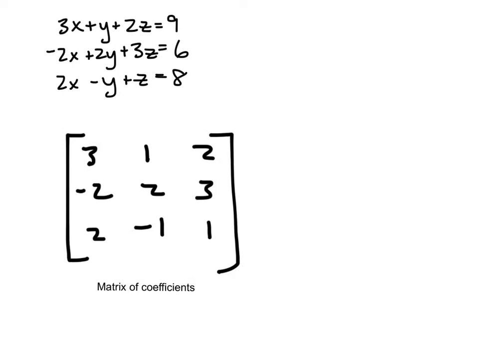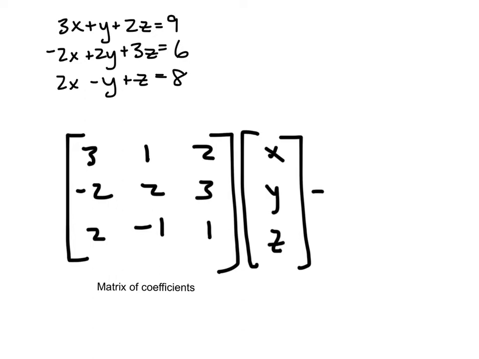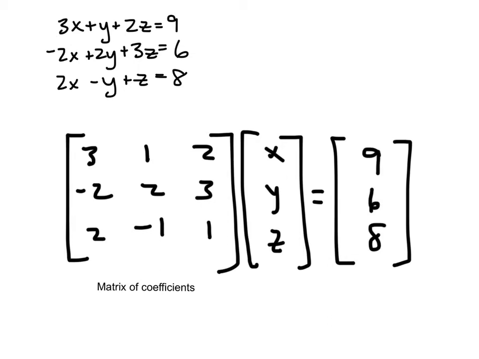The next matrix will be for our variables. So this is x, y, z. And finally, our last matrix will be the constants, 9, 6, and 8. So we'll say that this is matrix A, matrix X, matrix B. Now just multiplying these, we should see that this works. Multiply across the rows down the column. So 3x plus 1y plus 2z equals 9. And we can see that here, and that continues on.